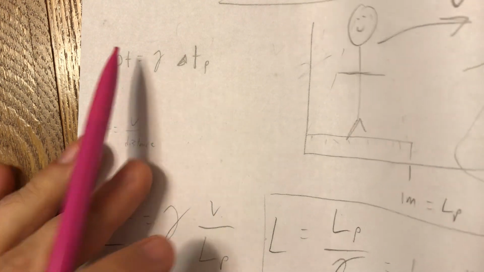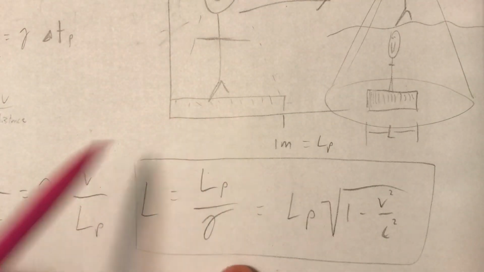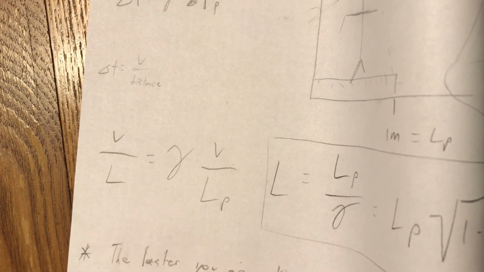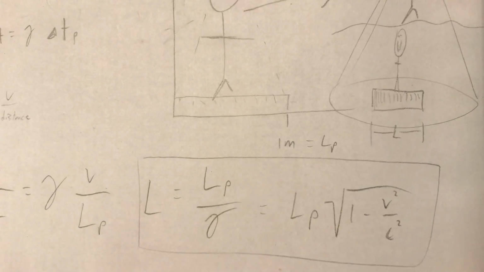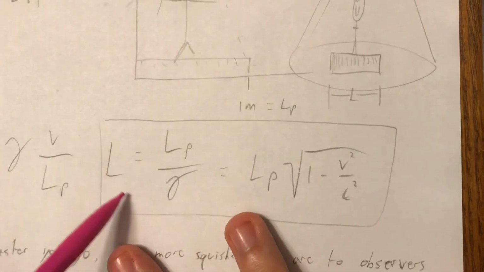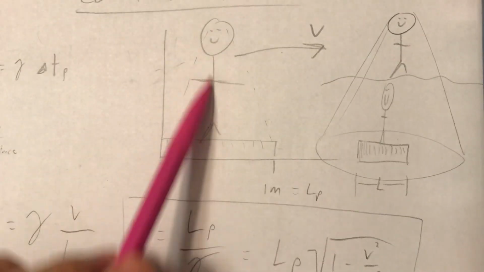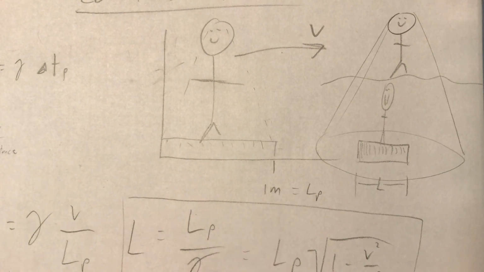What we're going to do is replace these delta t's with distance over v, right? In this case, it's going to be the distance or the length of the meter stick. So L over v is equal to gamma times length proper over v. Okay, we're going to rearrange that to get L, the length observed by this person right here, is equal to length proper, the actual length of the meter stick that you measure, 1 meter, divided by our gamma right here.